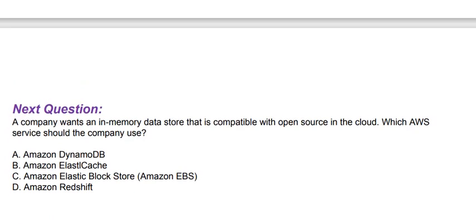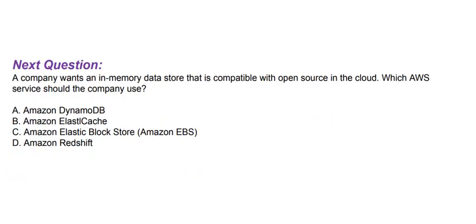Next question is, a company wants an in-memory data store that is compatible with open source in the cloud. Which AWS service should the company use? Option A, Amazon DynamoDB. Option B, Amazon ElastiCache. Option C, Amazon Elastic Block Store. And option D, Amazon Redshift. The correct answer is option B.